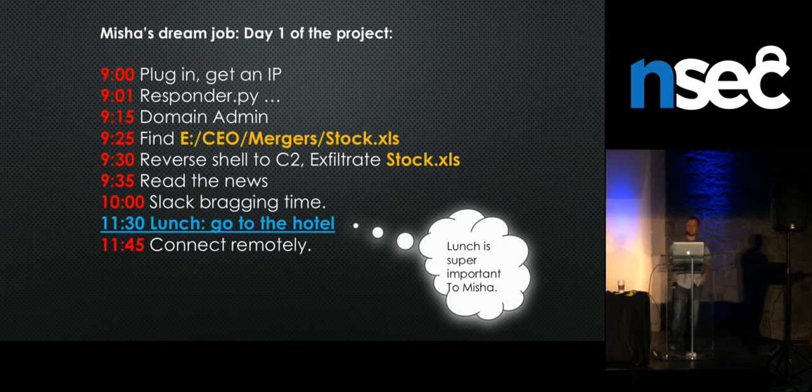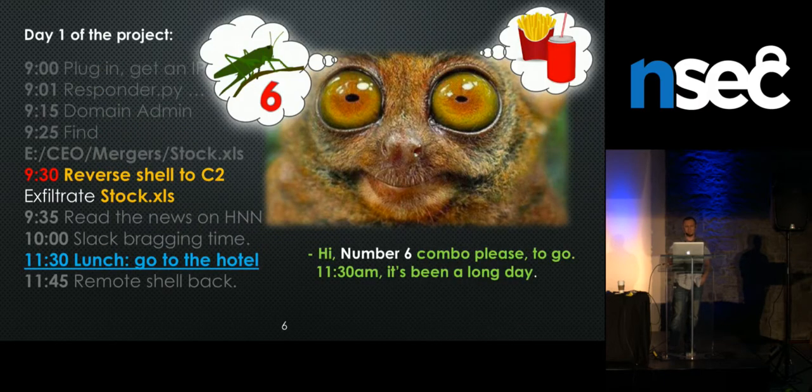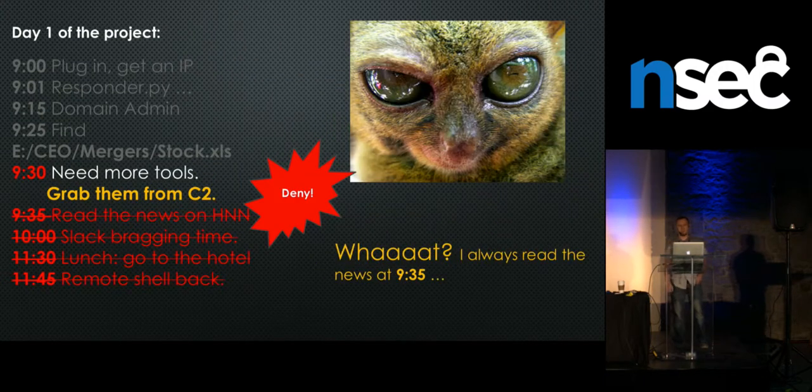To Misha, lunch is very popular, so he wants to get to his lunch as fast as possible. But before Misha can actually go to McDonald's and order his number 6 with grasshoppers and a meal, he has a job to do. We're not going to concentrate on anything that he does internally before the exfiltration. We're going to talk about that specific topic here.